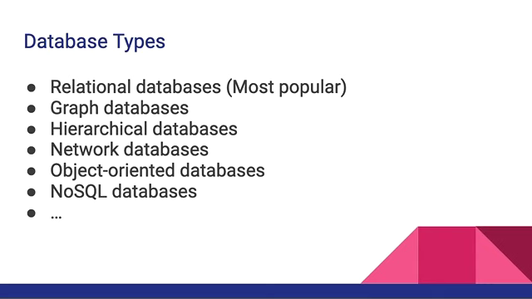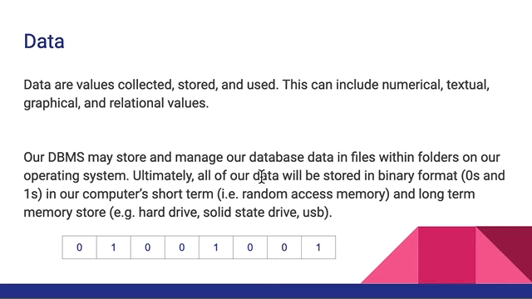So we talked about database management systems. We defined databases. Now let's define data. Data, and it's a plural word, data are values collected, stored, and used. This can include numerical, textual, graphical, and relational values. We will think about data in these terms and then use a database that suits our needs and represent the data in any relationship with that model.